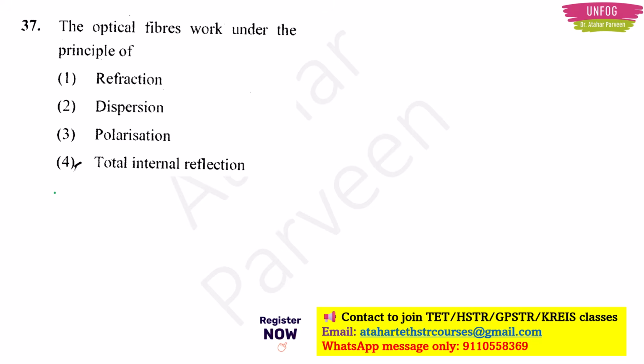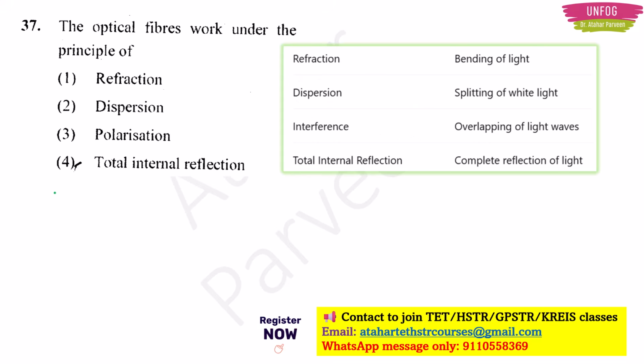Next, question number 37. The optical fibers work under the principle of, the four options are refraction, dispersion, polarization and total internal reflection. See, actually you have to understand all the four concepts given here because you can expect any question from any topic from this question. Okay, so what is refraction? It is the process of bending of light. What is dispersion? It is the splitting of white light into its colours. What is interference? It is overlapping of light waves, or you can say superposition also.